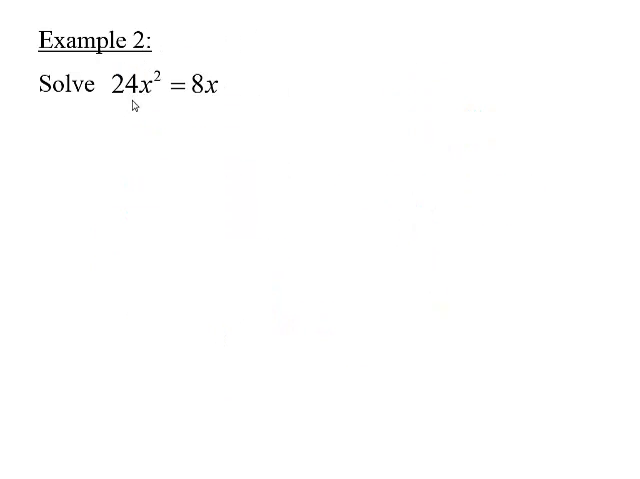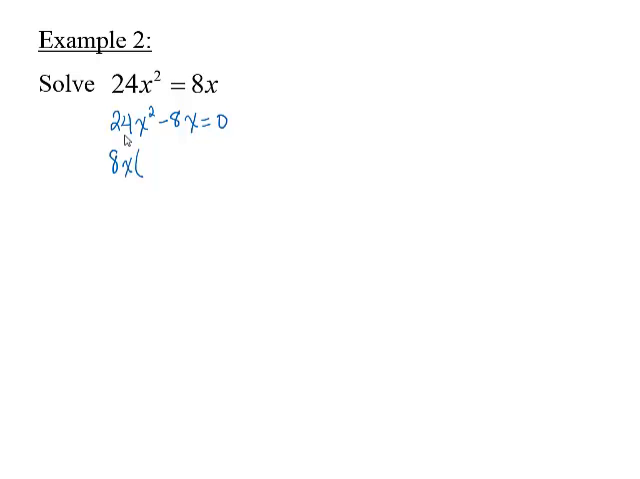Example 2 is to solve 24x squared equals 8x. Again, we need to put this in the form that will enable us to apply the property. We first have to subtract 8x from each side to get 24x squared minus 8x equals 0. This is a binomial. We just need to first look for a common factor. Between 24x squared and 8x, a common factor is 8x.